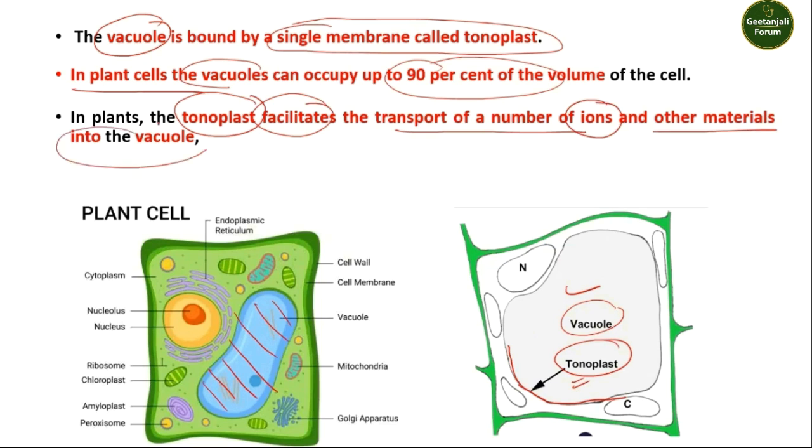It means whatever material needs to be stored inside it, be it ions, water molecules or any other material, enters the vacuole through this tonoplast. So the tonoplast is working in the same way as the plasma membrane does.